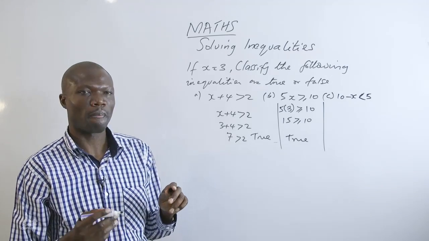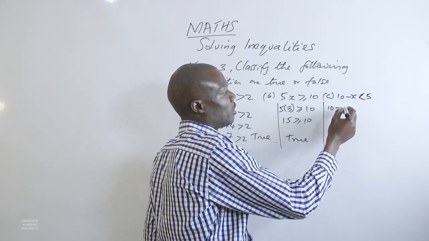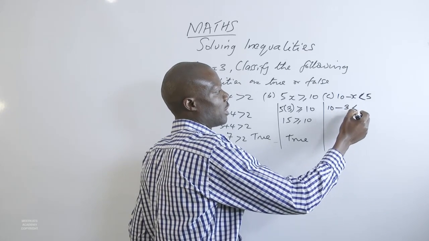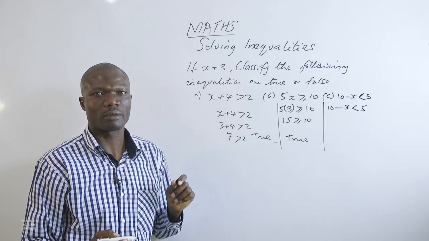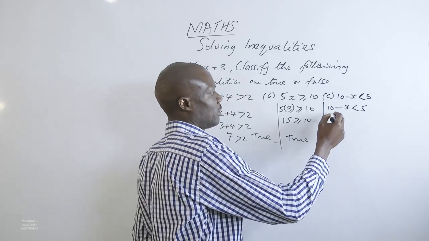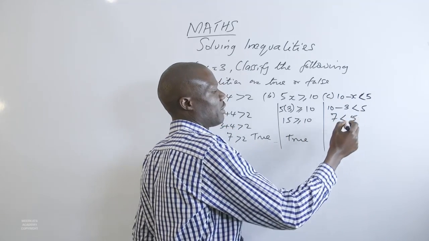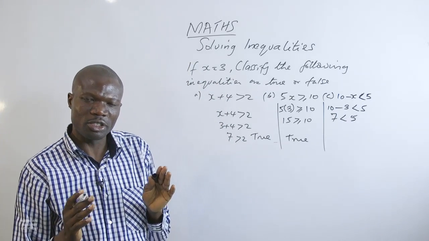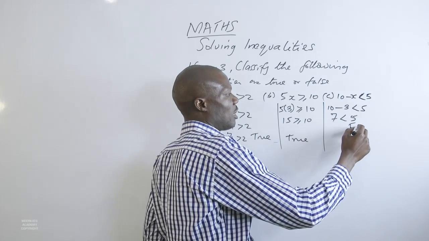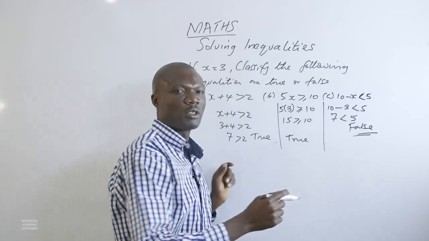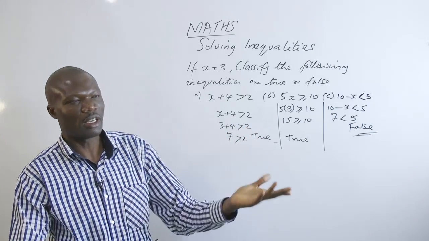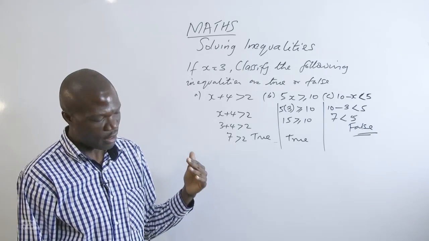For the last one, 10 minus x, and x is 3, is less than 5. 10 minus 3 is 7. 7 is less than 5. Is it a true statement? You'll notice that this is a false statement because in an ordinary situation, 7 is always greater than 5, but not the other way round.